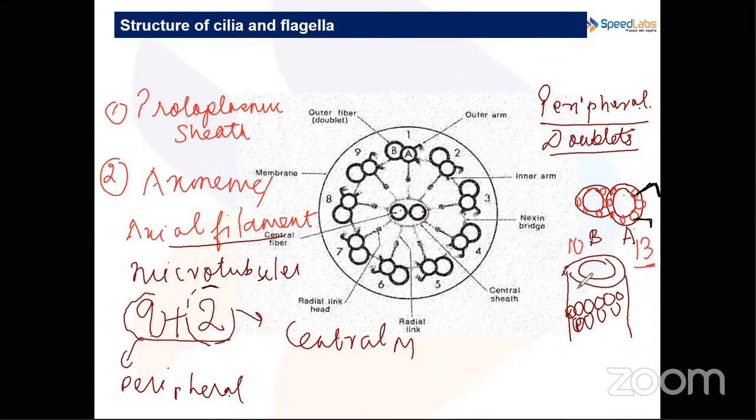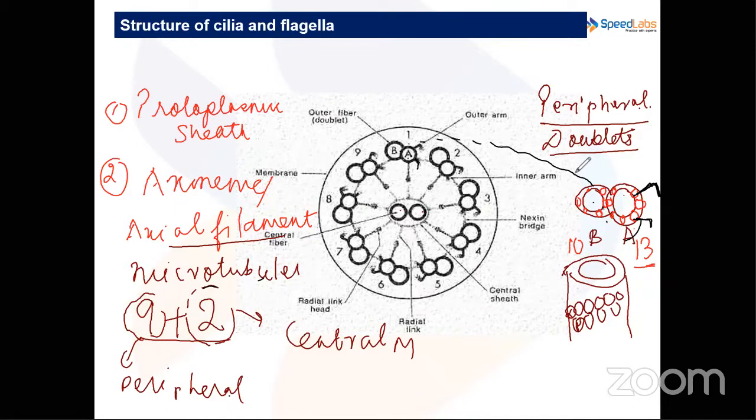So clear till here, are the peripheral doublets clear to you? Then we will talk about the central part. Now just try to locate this structure. See over here, you can see A and B. So we've spoken about A and B and how they are placed. This is the peripheral arrangement. These are present in the periphery and their number is 9. So 1, 2, 3, 4, 5, 6, 7, 8, 9. And how are they placed? A is on the inner side, B is on the outer side. And A has two arms, one facing inside and the other facing outside. Can you see it in the diagram? So this peripheral microtubule is clear to you.